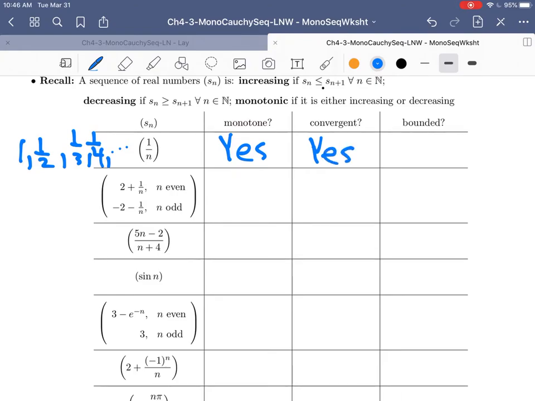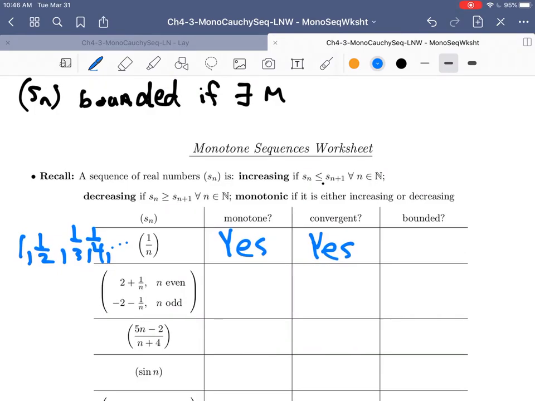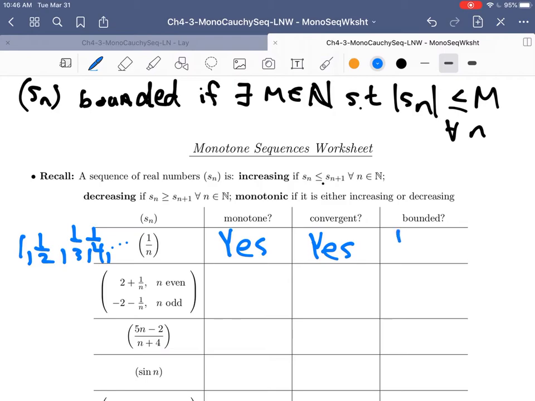And is it bounded? Yes, this thing is bounded. Remember that a sequence is bounded if there exists an m in the natural numbers such that the absolute value of the terms in the sequence are always less than or equal to m. So yes, this thing is bounded. Nice. Let's look at another example, something that's maybe a little bit more exotic.